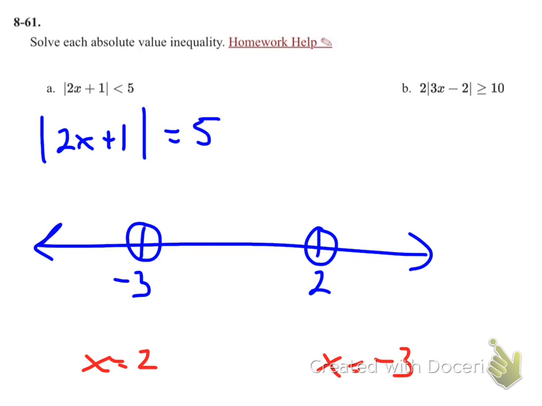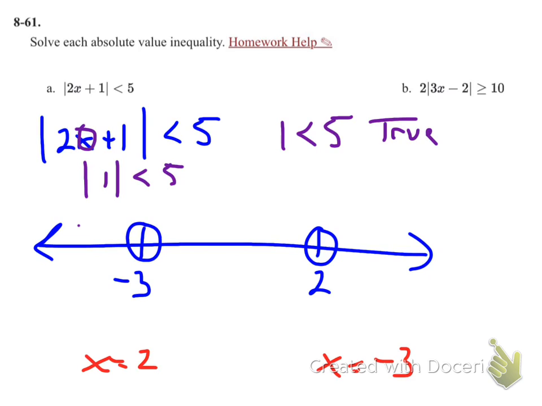So I can check a number over here, I can check a number in between, and I can check a number over here. A really easy number to check right away is 0. And in this case, 0 is between. So if I put 0 into my inequality, I'm going to switch this back to the inequality. If I put 0 in for x, I get 2 times 0 plus 1. So the absolute value of 1, is that less than 5? The absolute value of 1 is 1. So I have 1 is less than 5. That is true.